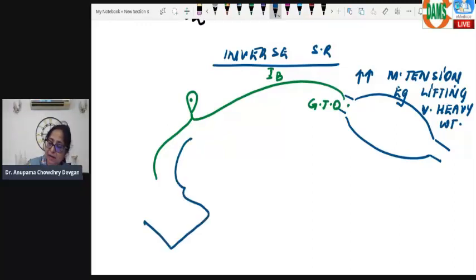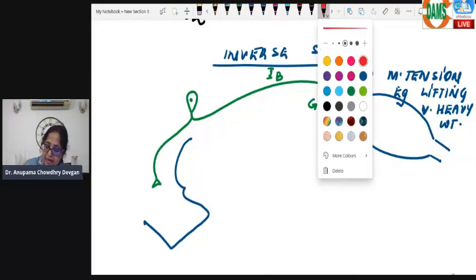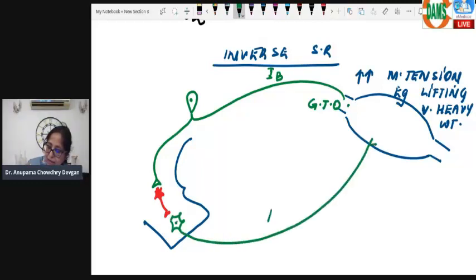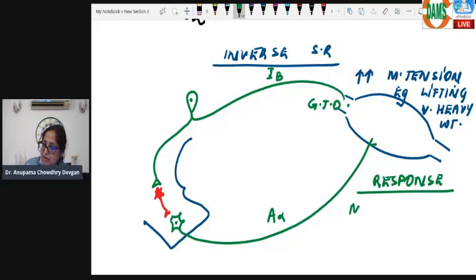It enters into the spinal cord, and now it synapses with an inhibitory neuron. This inhibitory neuron will inhibit the A alpha, which goes towards its same muscle. And what is going to be the response? Response will be a muscle relaxation. So instead of A alpha being excited, now that A alpha is inhibited, and this is a muscle relaxation.